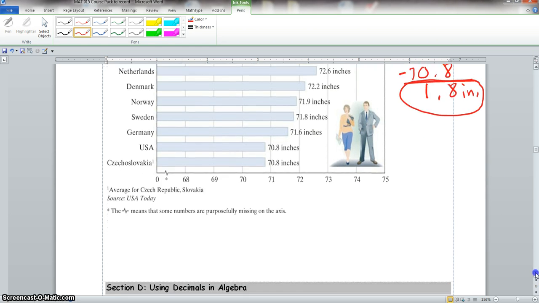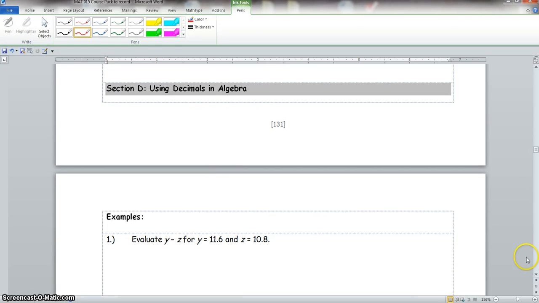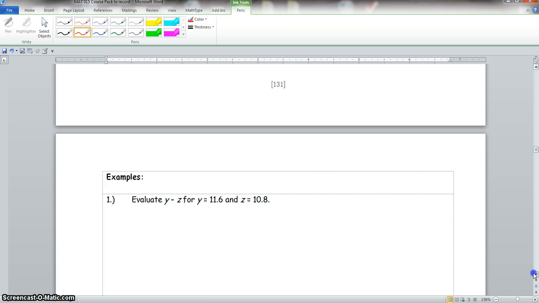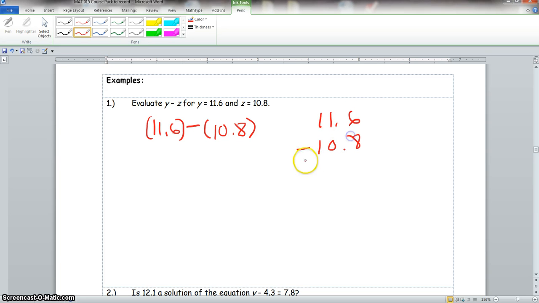Okay, now we scroll down to section D. It says using decimals in algebra. Now, what we're going to do with these examples here, we're going to substitute. We have y is 11.6 minus z is considered to be 10.8. Remember, I always put parentheses around what I substitute. So really this is 11.6 minus 10.8.